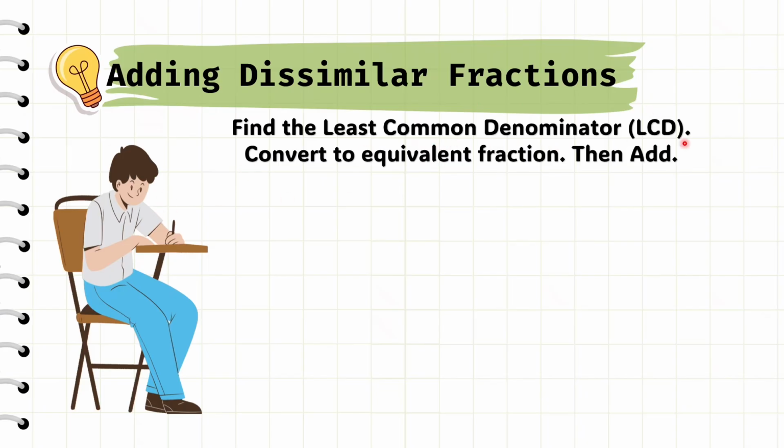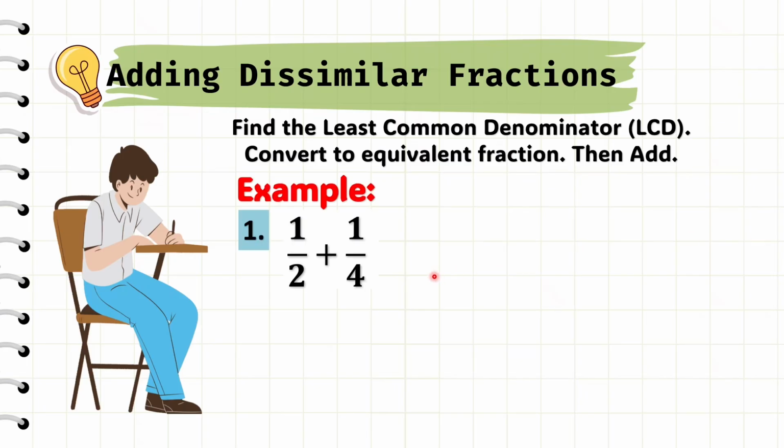Find the least common denominator or LCD, convert to equivalent fraction, then add. Example, 1/2 plus 1/4. The denominators must be the same for us to add the fractions, and they are not currently the same. So the first thing we need to do is find a common denominator. So magkakaroon tayo ulit ng panibagong set ng fractions kung saan magiging pareho ang kanilang denominators.